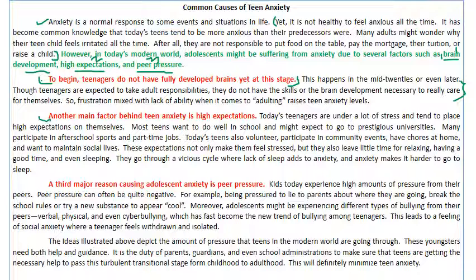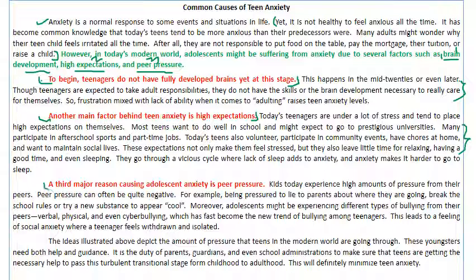Another main factor behind teen anxiety is high expectation. Of course, high expectation from parents. They want to go to prestigious universities. They want to score as high as their cousins and friends and do everything perfectly. So many things are expected of them. They're expected to behave as adults. They want to sleep more, but they're not allowed to. They feel stressed out, etc.